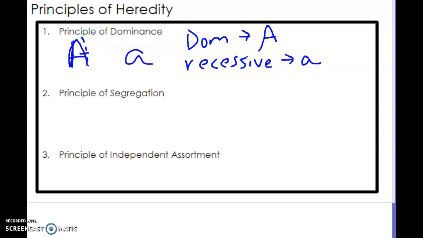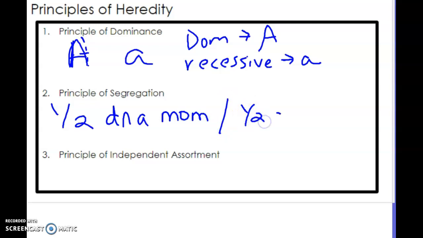All right, so this principle of segregation is the second one. I'm just going to real quickly go through these. This just means that you get half of your DNA from your mom, and you get half of your DNA from your dad. This is why you have a combined look with your parents' traits. So you don't get 3/4 from mom and 1/4 from dad, or so on and so forth. You get exactly half from mom and half from dad.